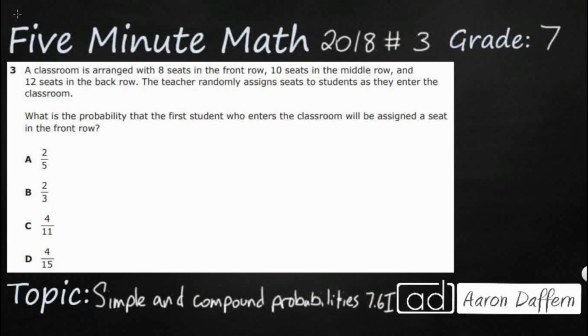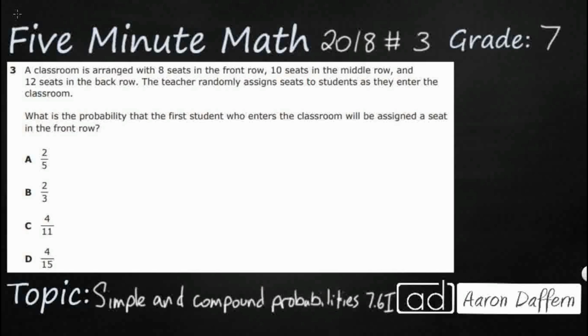Today we are looking at the 7th grade concept of simple and compound probabilities. This is standard 7.6i in the great state of Texas, and we are using item number 3 of the 2018 released STAAR test. If you have not done so already, please go ahead and take a moment to pause the video, work this problem out on your own, unpause it, and then we will look at our answers together.